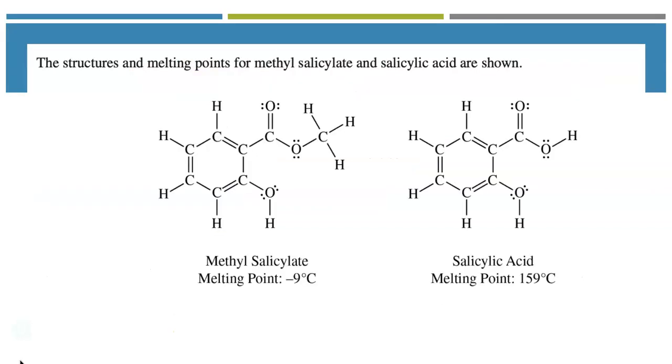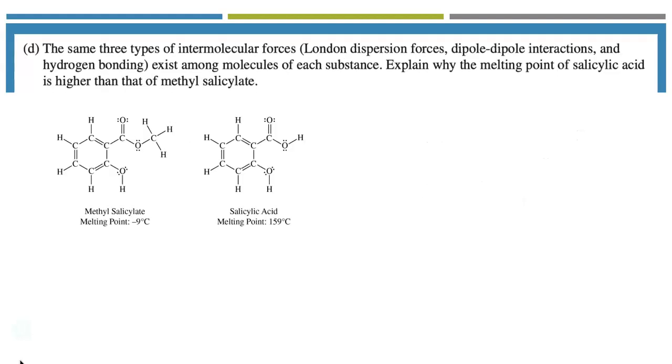The problem goes on. The structures and melting points for methyl salicylate and salicylic acid are shown. And we were given the formulas and we're given their melting points. Part D goes on and says the same three types of intermolecular forces, namely London dispersion forces, dipole-dipole attractions, and hydrogen bonding, exist among molecules of each substance. Explain why the melting point of salicylic acid is higher than that of methyl salicylate.